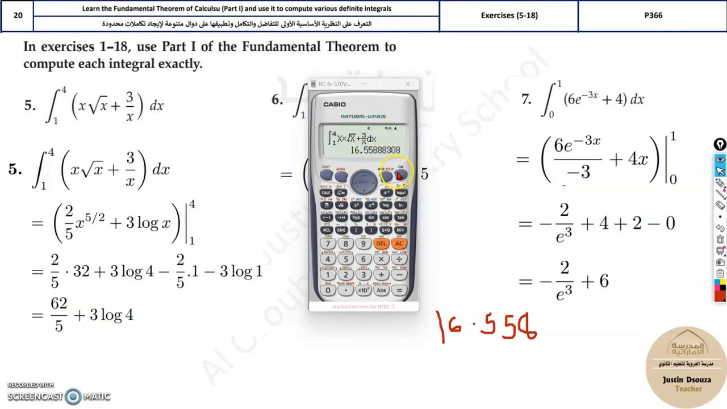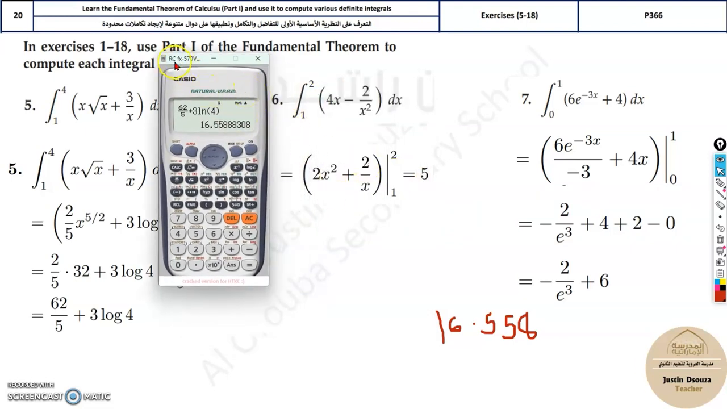Even the computer software, most of the time they'll consider 1 by x as natural logarithm x. Now what we will do is just solve this in the calculator. So it'll be 62 divided by 5 plus 3. Don't put log, put ln 4, and the answer will be the same. Of the 4 options, only one option will match, and that will be your correct answer. So this is the thing. You can try this all by yourselves.